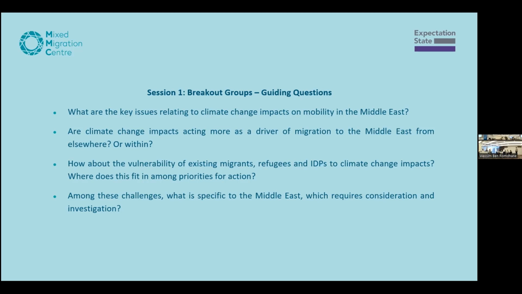And the question of whether climate change impacts are acting more as a driver of migration to the Middle East from elsewhere, or from within. I think it's fairly clear that it's from within. There's a variety of reasons, as mentioned: costs, networks, but also, of course, government policy at a national level and then at the international level are all shaping these movements. There was mention, though, which I think is quite interesting, of international migration potentially from the Horn of Africa to Yemen, and the extent to which this might be influenced by climate change.